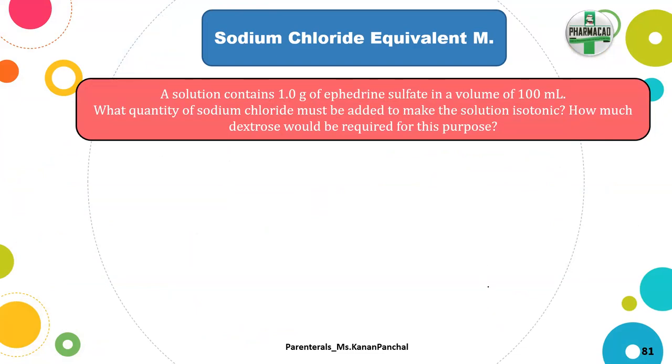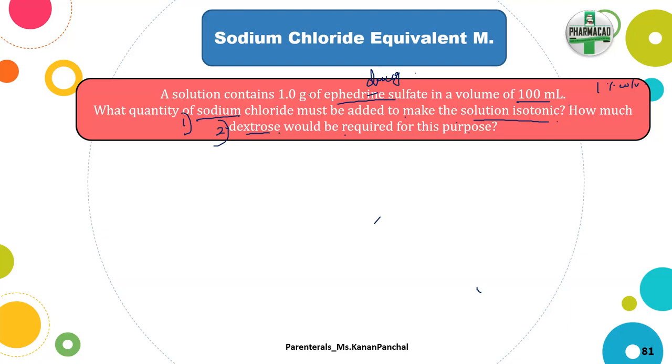Okay. So a solution contains 1 gram of ephedrine sulfate in a volume of 100 ml. So it's about 1% weight by volume here. What quantity of sodium chloride must be added to make the solution isotonic? And how much dextrose also would be required for this purpose? So, which is the drug here, tell me. And what is the adjusting solution, the adjusting moiety? Dextrose. There are two, NaCl is also there and dextrose is also there. Now for some reason they want a combination of both. So how are we going to calculate?